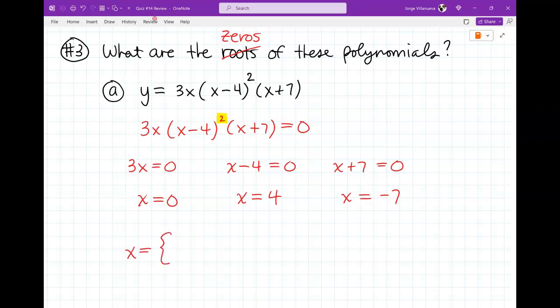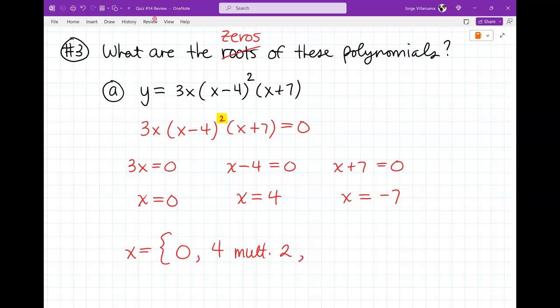I know I'm writing this out of order, but that's okay. I'm just going to go from left to right. The next one I'll go in order. I mean, it doesn't matter. My next answer is a 4. I got the answer of 4 from x minus 4. And x minus 4 has a power of 2. So I'm going to say multiplicity 2.